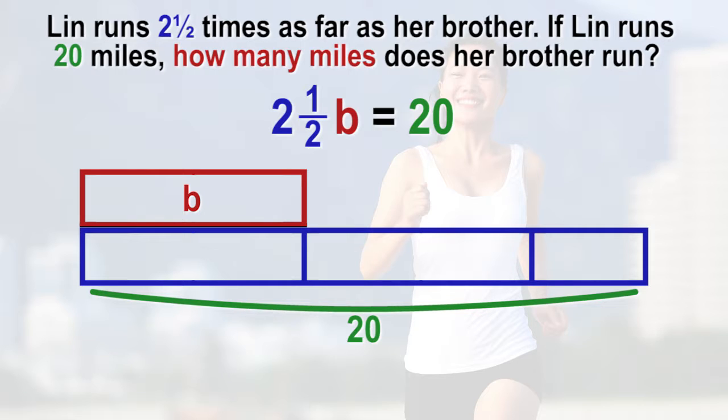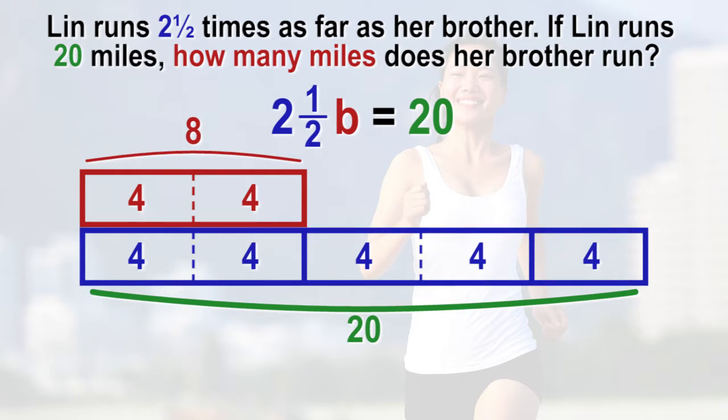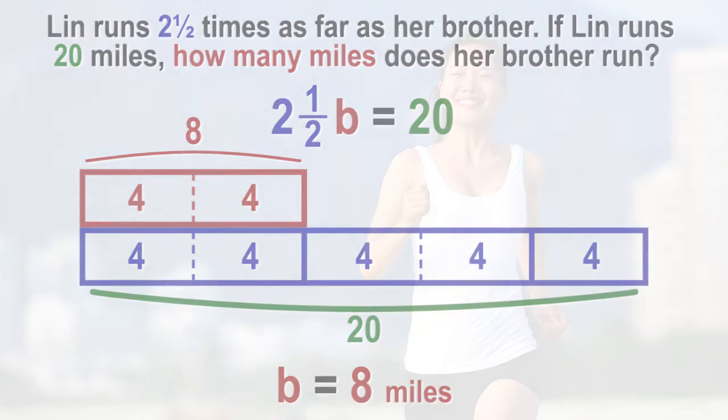Each section in the bar model must be equivalent. If we partition each whole into halves, we see that Lynn ran 20 miles and she has 5 sections. We know that if we divide the 20 miles into 5 sections, then we can place 4 miles inside each section. The bar model shows that the brother's distance is 2 of Lynn's sections, which is 8 miles. The answer to the problem, 2 1/2 times b equals 20, is 8 miles. Lynn's brother ran 8 miles.